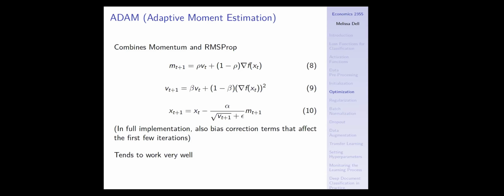In the full implementation of this, there's also a bias correction term that affects the first few iterations. And so you can check that out if you want, but it's not really central to understanding the concept here. So I've stuck with the simpler non-bias corrected equation. And Adam tends to work pretty well. I mean, people still disagree, and there are papers that disagree about whether this is actually better than SGD with momentum. And so in practice, you'll see them both used kind of interchangeably in the literature.